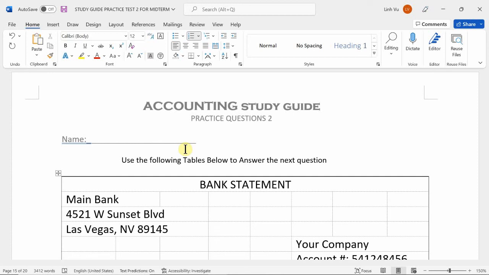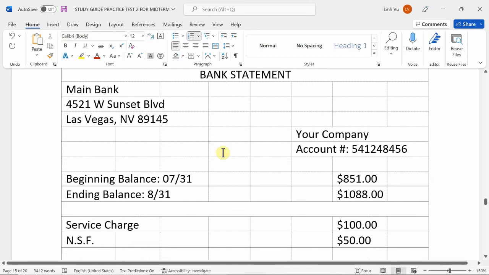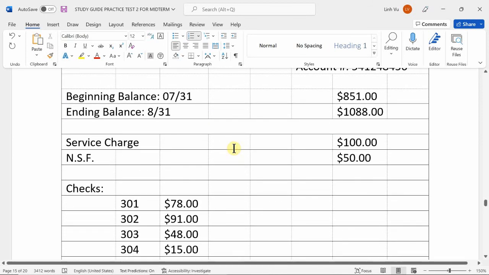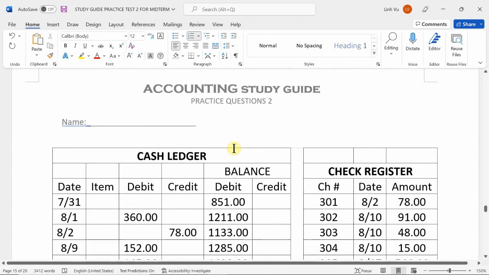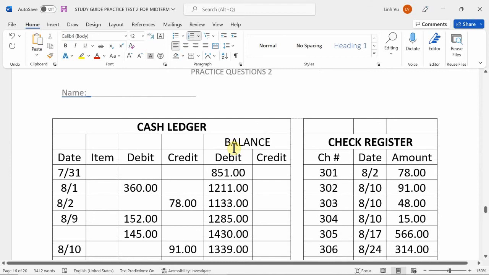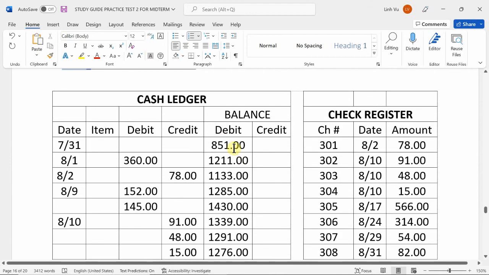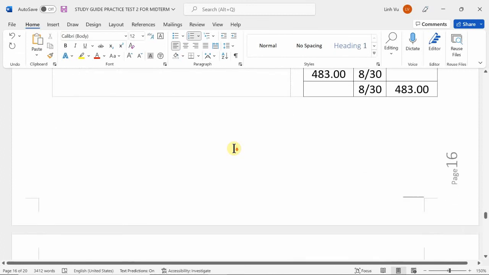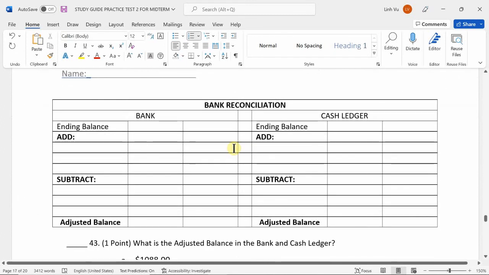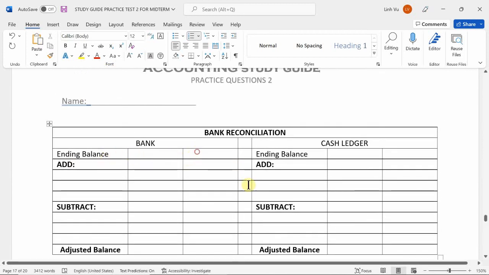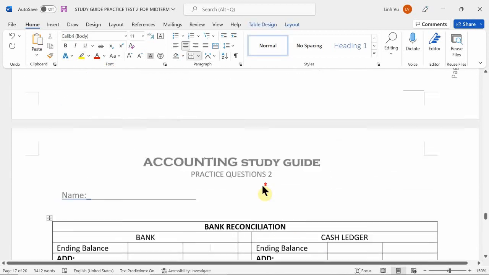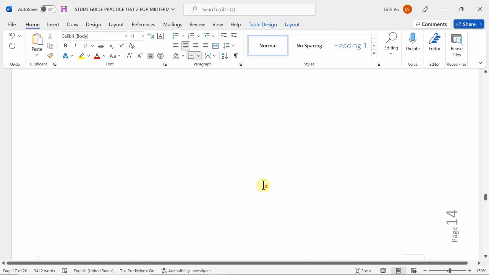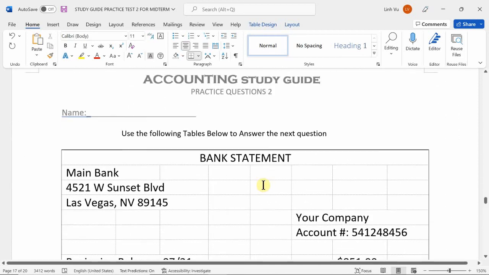So here you have the bank statement. Here I also provide you the cash ledger and the check register, as well as your receipts and deposit slips. Okay, so in this case, which side are we going to be looking at? So let's go ahead and do the bank side first. So what is the ending balance in your bank account? So bank statement. So you're going to look at your bank statement.